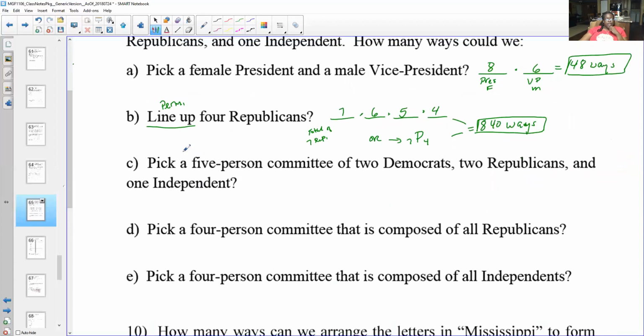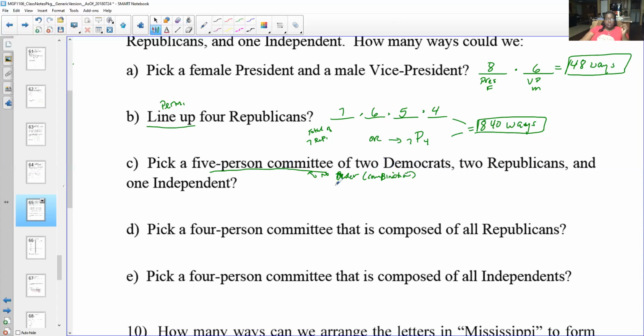It says, pick a 5-person committee of 2 Democrats, 2 Republicans, and 1 independent. Now it says pick a 5-person committee. Does a committee have order? No. All right, so committee, no order, no repetition. It doesn't matter here. So what does this mean? A combination.